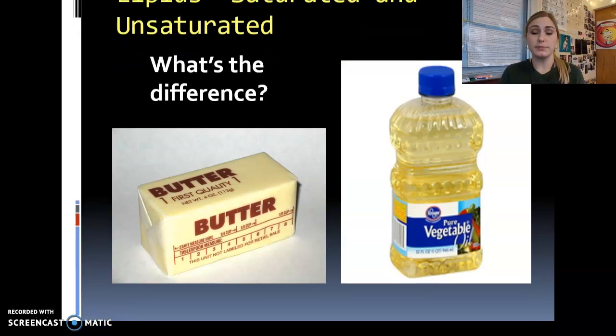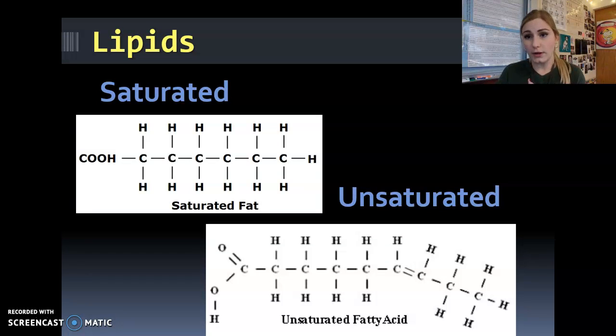So the difference here, butter is a solid, olive oil, vegetable oil, all liquids. And that is because of their molecular structure. Carbon is able to bond with up to four different atoms at the same time. And that's really, really important. So we see saturated fats, they are all single covalent bonds. Saturated fats are single covalent bonds. Unsaturated has a few double bonds here, which means that it is bent, it's crooked a little bit.